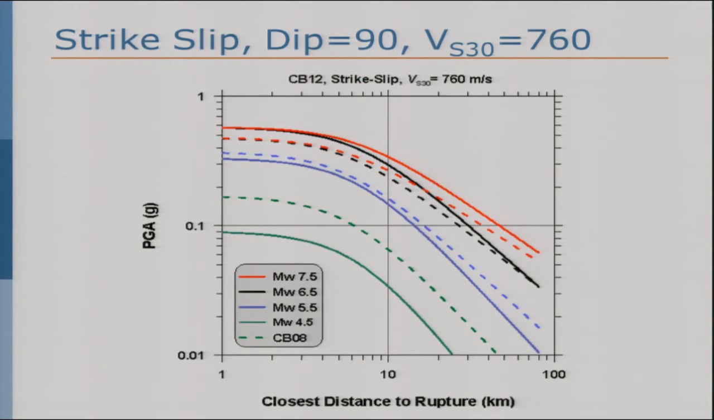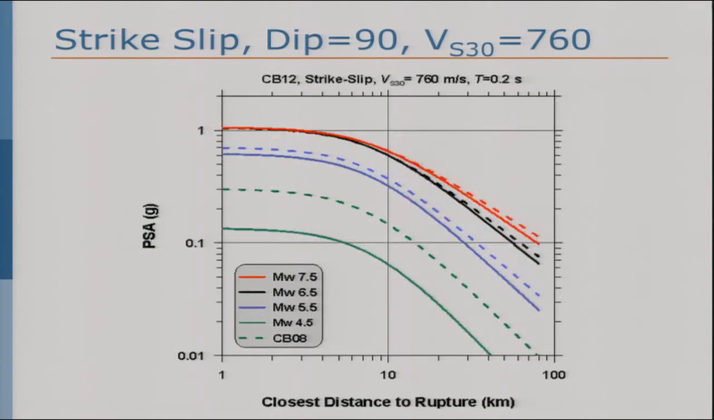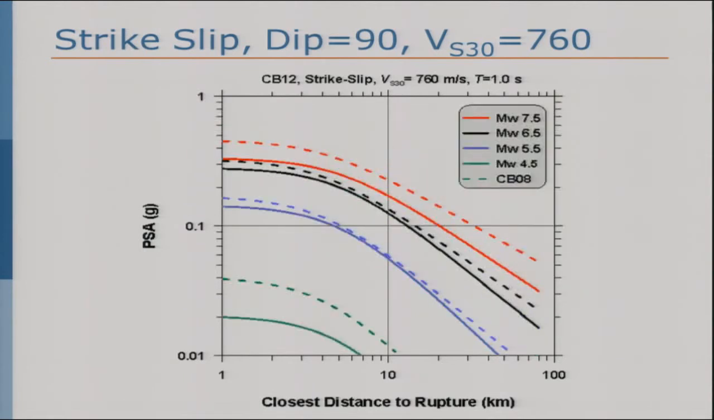You can see the green is 4.5. That's the big difference. That's the small magnitude bias that we had before. This is 0.2 seconds. Actually, this one at large magnitudes is almost identical to what we had before. Again, the big difference is at small magnitudes. And then this is 1 second. At the large magnitude, the opposite occurred now. So we're actually predicting a little bit less. We're getting a little bit more saturation at 1 second than we got previously.